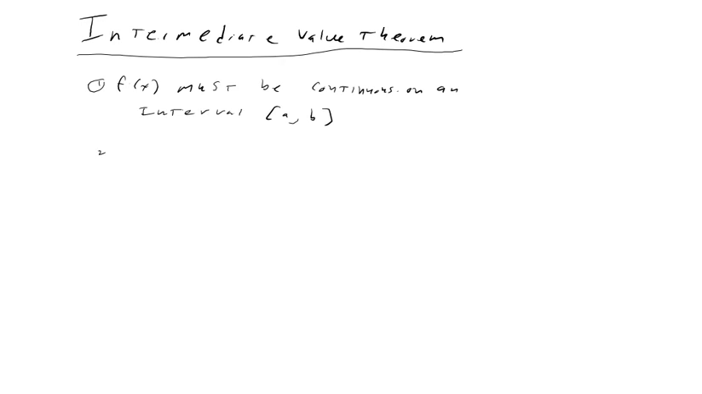Yep, that's number 2. Y value. The Y value must be the Y value that we're looking for, right? The Y value we want to find must be between f of A and f of B. What else?